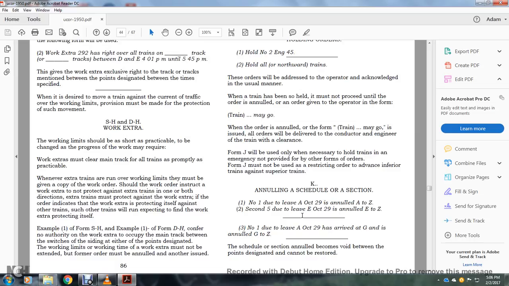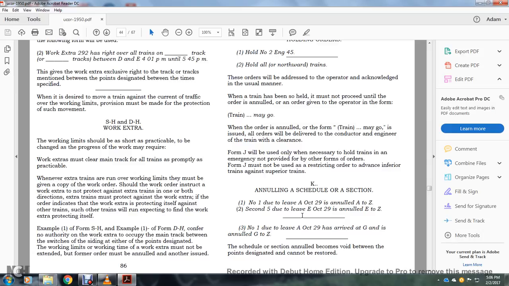SH and DH work orders. SH and DH form work extras. Working limits should be as short as practical, to be changed as the progress of work may require. Work extras must be clear of the main track for all trains as promptly as practicable.